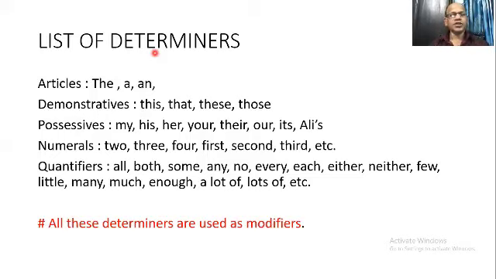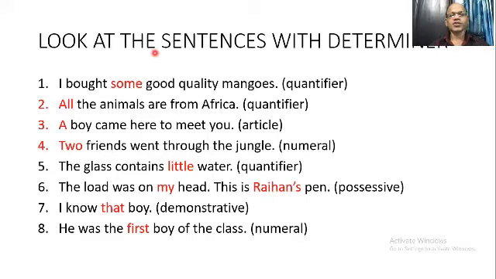are determiners. So we have a short list of determiners here. All these determiners are used as modifiers. So this is a list of determiners which function as modifiers in sentences. Keep them in mind. Now let us proceed. The next slide.